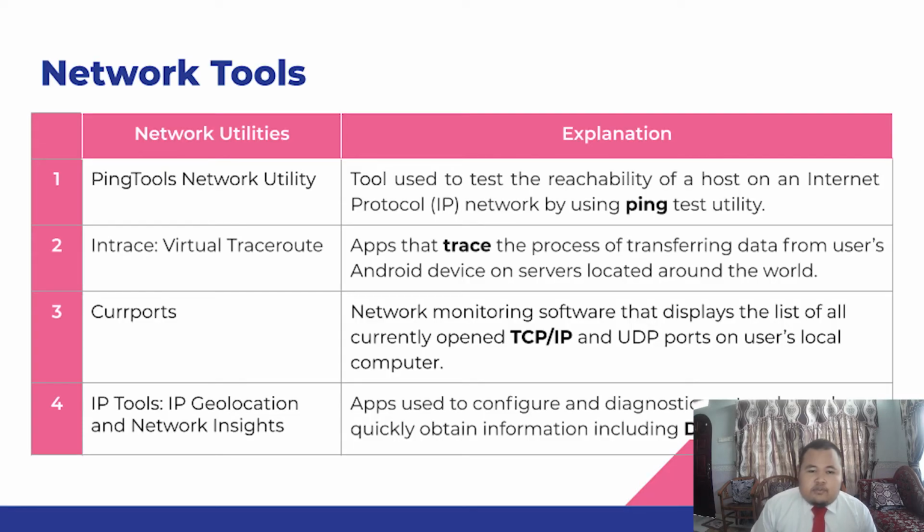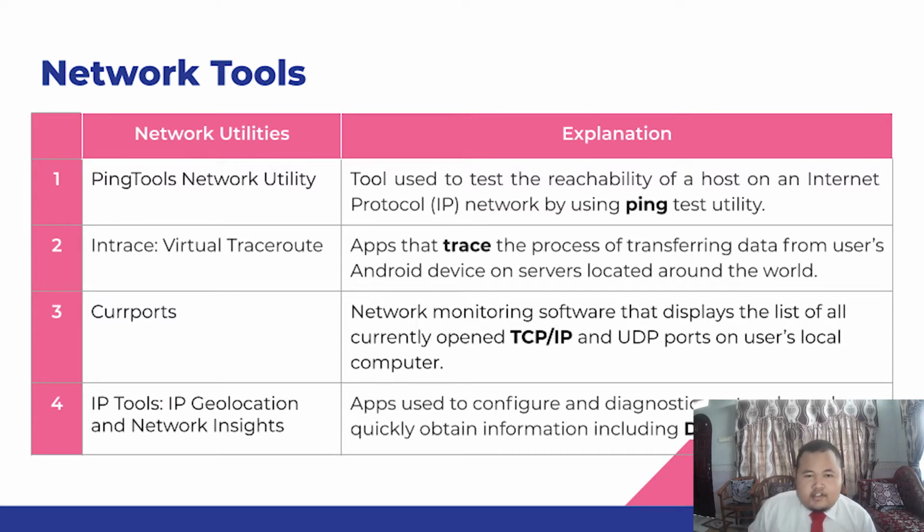The first network tool that we chose was PingTools Network Utilities. This ping test utility is a tool for testing the reachability of a host on an internet protocol network, or what we call an IP network. These tools will be explained further by SYAFIQ. Second one was Intrace, Visual Traceroute, and this tool or app is used to track or trace the data packet transfer process from users' device to servers all around the world. Further explanation about this tool will be explained by HAZIQ.